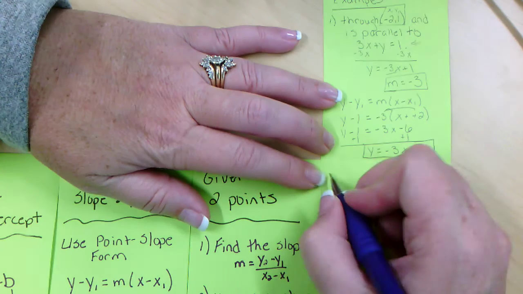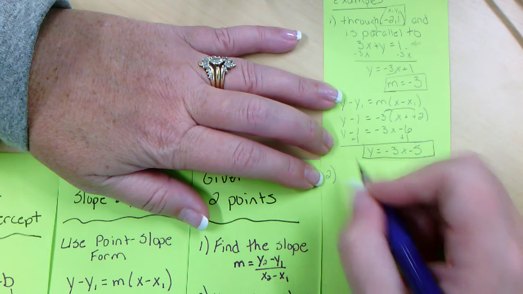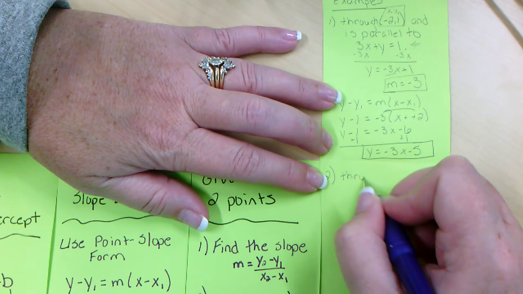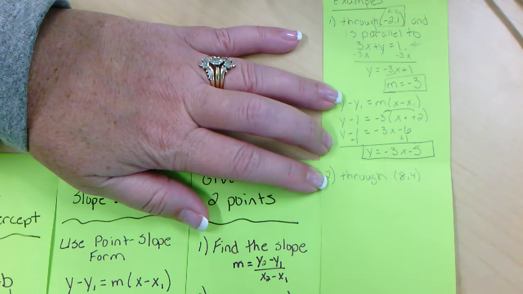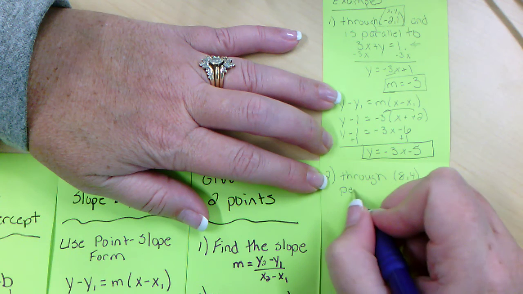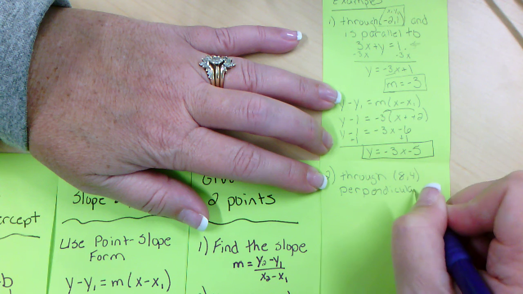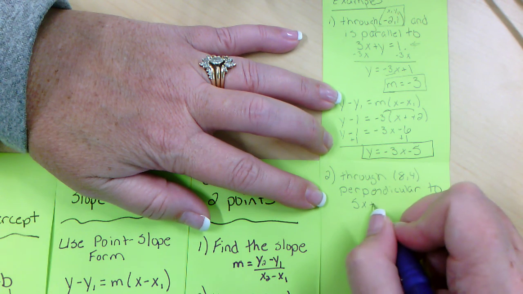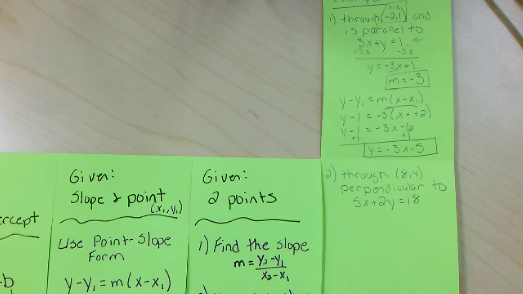Okay, so that's a parallel example. When I found my slope, I kept the slope and didn't need to change it. So now what we're going to do for our second example is we are going to write it through the point 8, 4, and this time I want it perpendicular to 5x plus 2y equals 18. So that's our given equation right there.